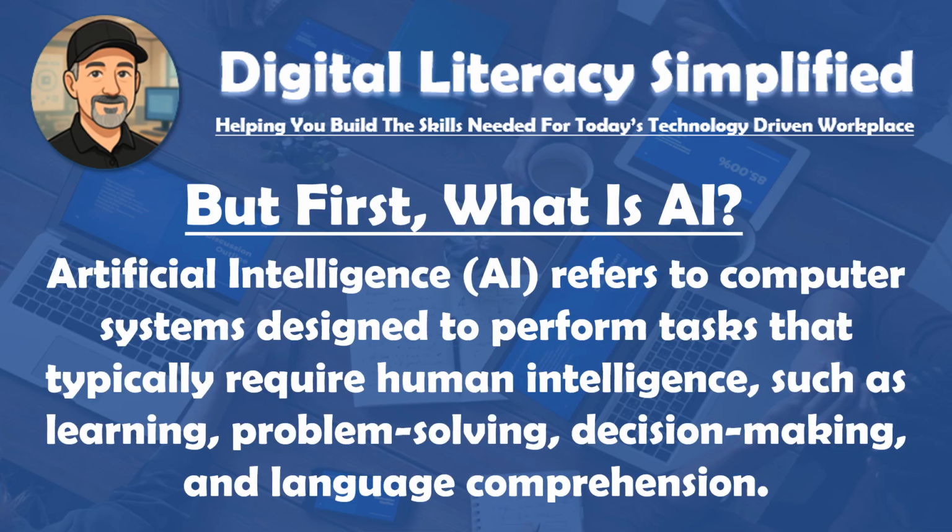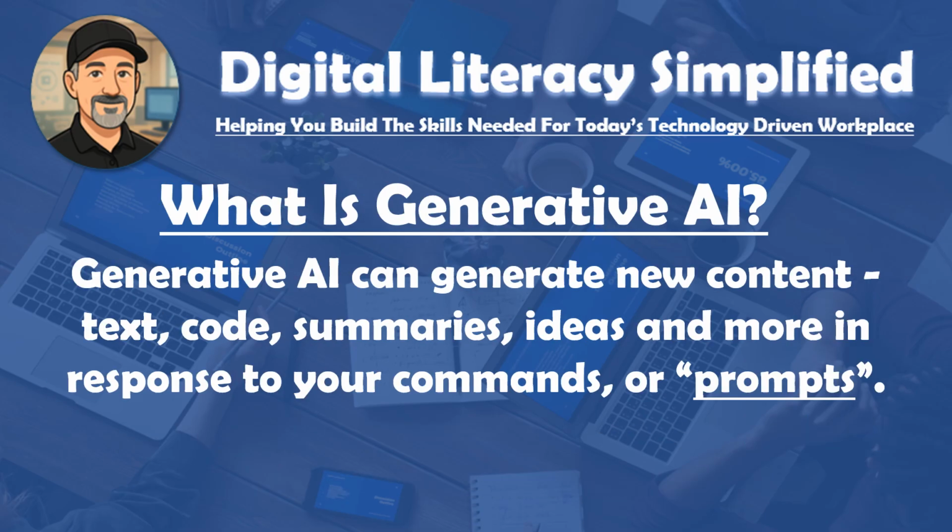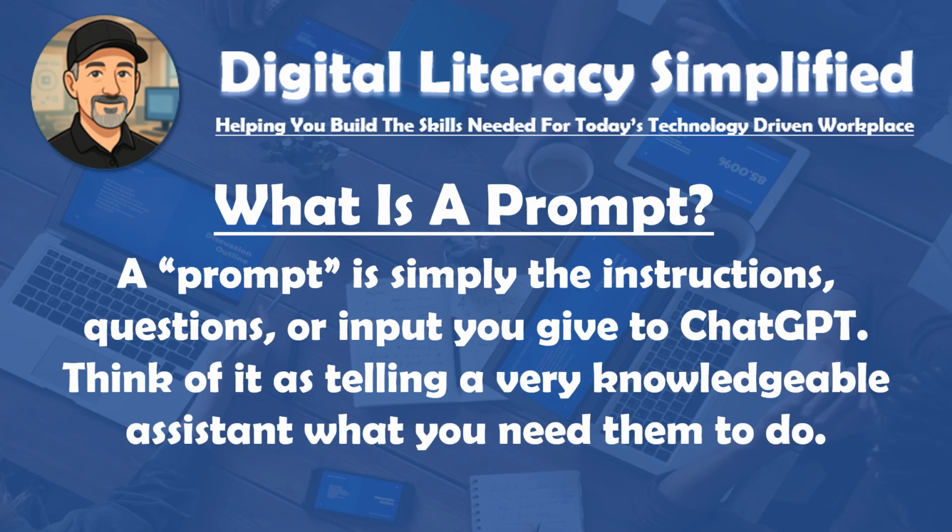Artificial intelligence, or AI, refers to computer systems designed to perform tasks that typically require human intelligence, such as learning, problem solving, decision making, and language comprehension. Generative AI can generate new content, text, code, summaries, ideas, and more in response to your commands or prompts. A prompt is simply the instructions, questions, or input you give to ChatGPT. Think of it as telling a very knowledgeable assistant what you need them to do.